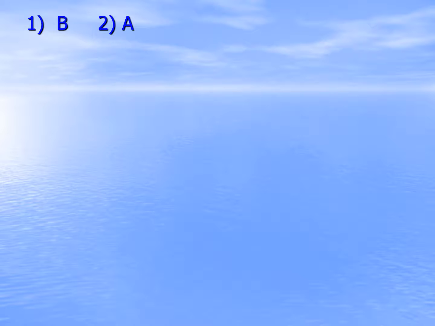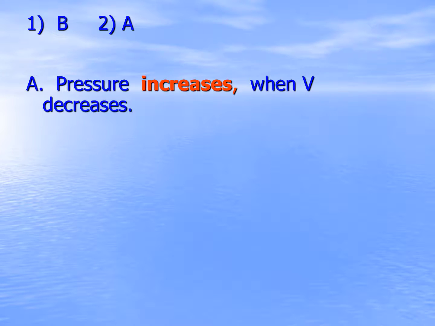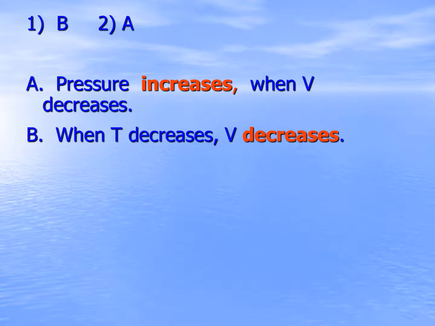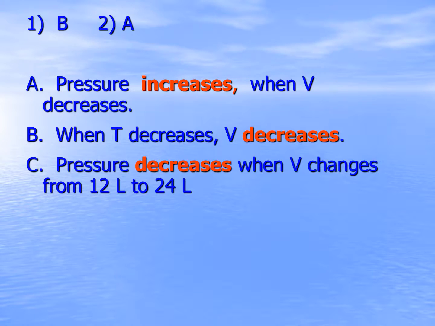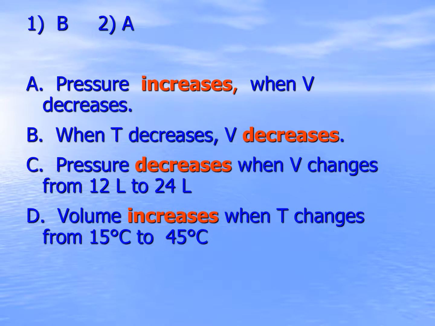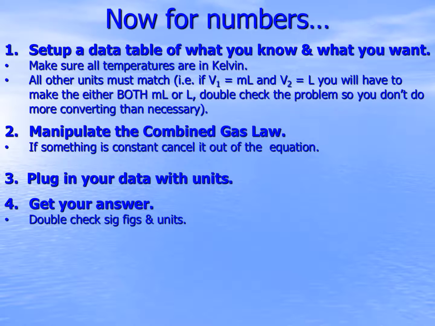Let's check our answers. 1 was B, 2 was A, that's what we said it should be. Pressure increases when volume decreases. When temperature decreases, volume decreases. Pressure decreases when volume increases, and volume increases when temperature increases. So that's doing it with words.